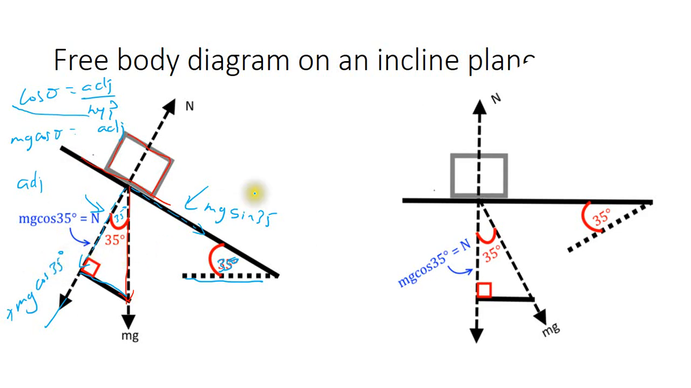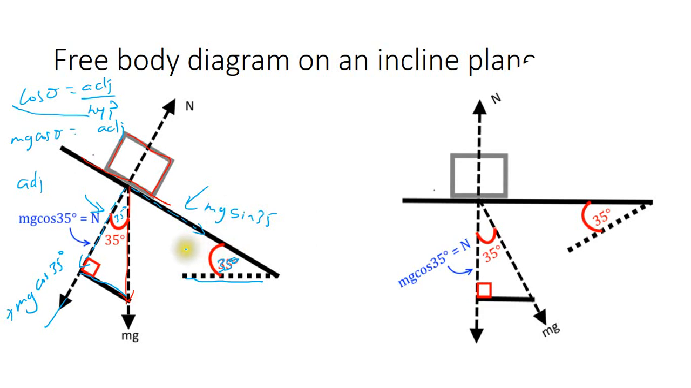Similarly, because this side is the opposite, when we resolve the components, this is why this became mg sine 35. So that's just resolving the vectors into their horizontal and vertical components.